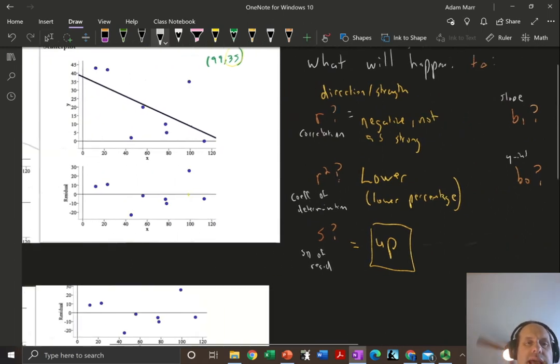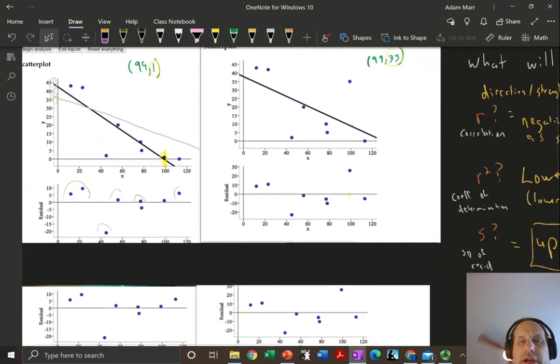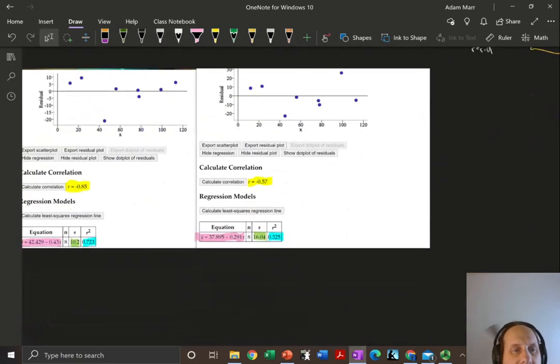When they ask a question like this, you have to picture in your head what's going to happen if I move a point up. It's going to basically take that point and move it up. It kind of flattens the line and brings the y-intercept down a little bit. Okay, so let's take a look at the actual data and see if we can confirm this.